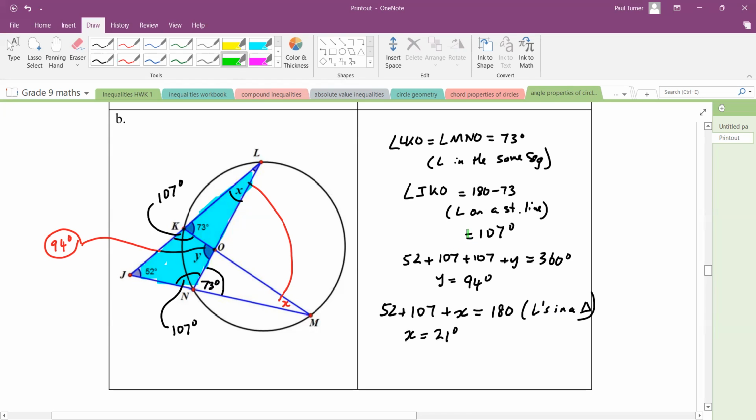Okay, so there are 2 answers. So this is going to be 94 for Y. That was an intermediate step there. And X is 21. So these are our 2 answers here.